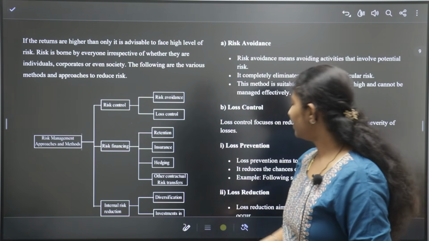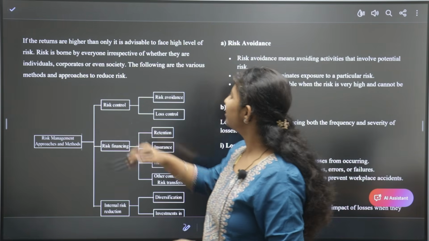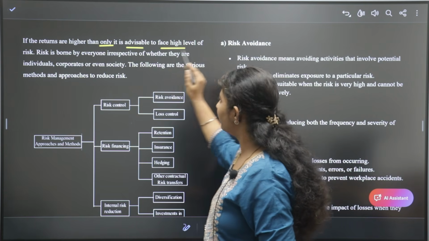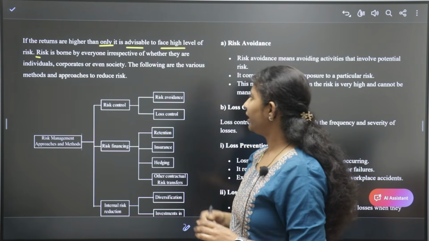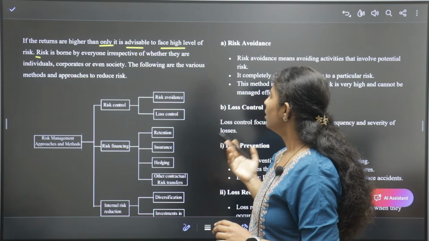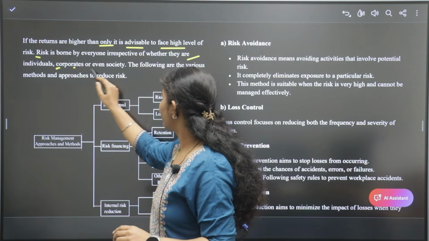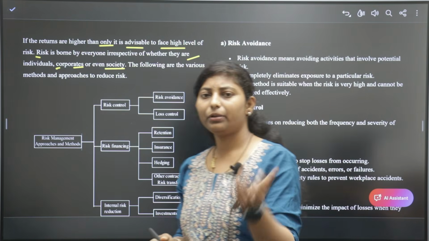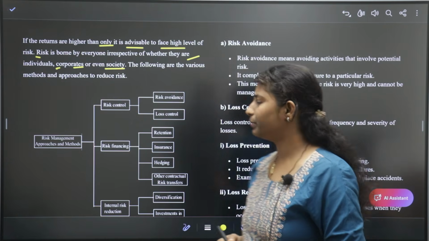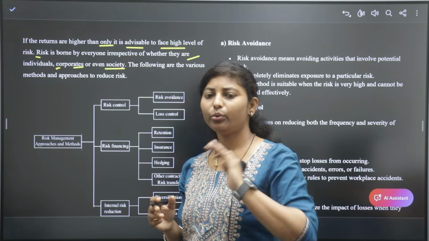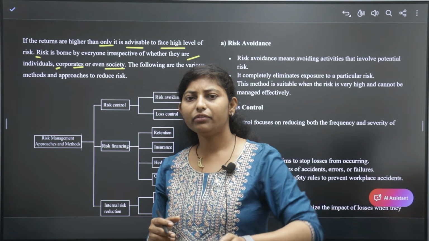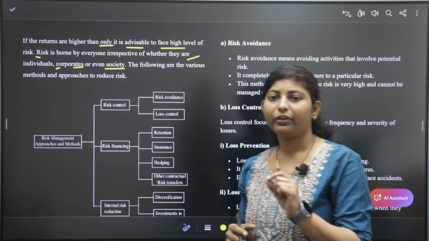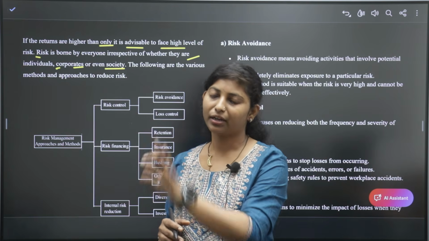If the returns are higher, it is advisable to face a high level of risk. The risk is borne by everyone, irrespective of whether they are an individual, a corporate or any society. Wherever the returns are higher, the chances of higher risk will be there, and the risk happens to everyone, like any individual, any company or any society. So for everyone the risk is compulsory.